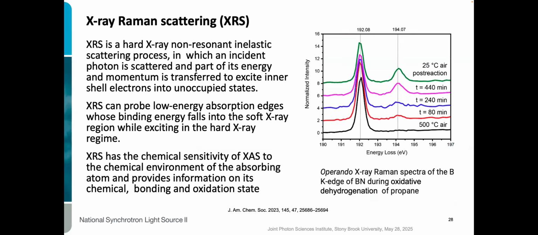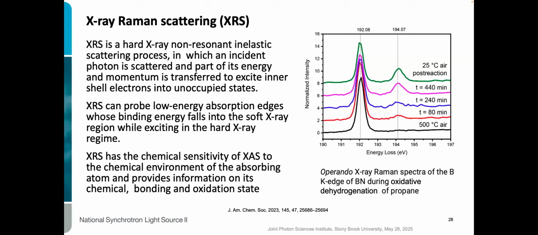Another method is X-ray Raman scattering. Just like in normal optical Raman scattering, the incident photon hits the atom and it scatters, but not elastically. It scatters through this mechanism where some portion of the energy is transferred to the inner shell electrons. And what you can do with this is measure the spectra of light elements that would typically require soft X-rays and ultra high vacuum conditions. This is a terrible technique.